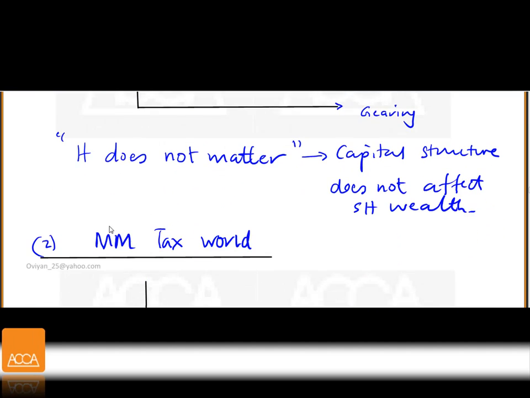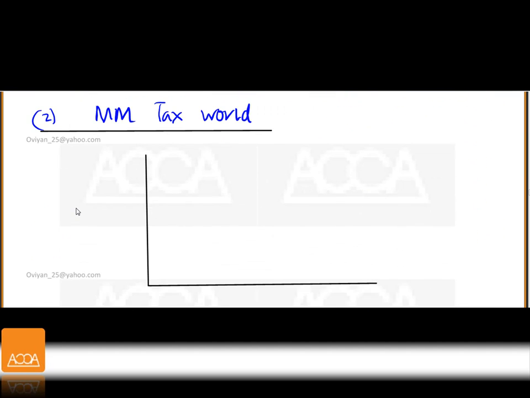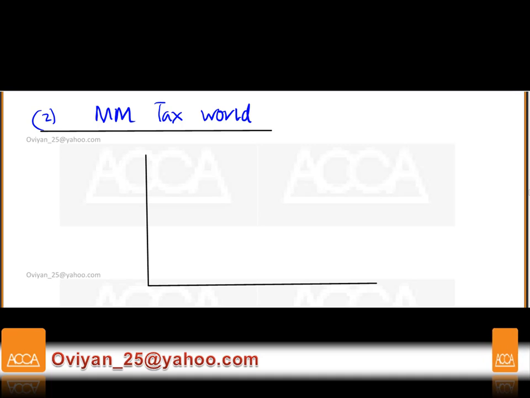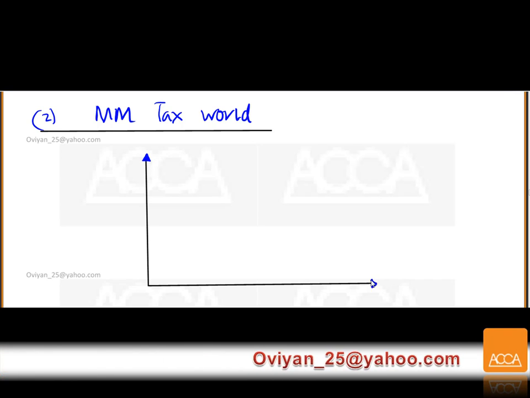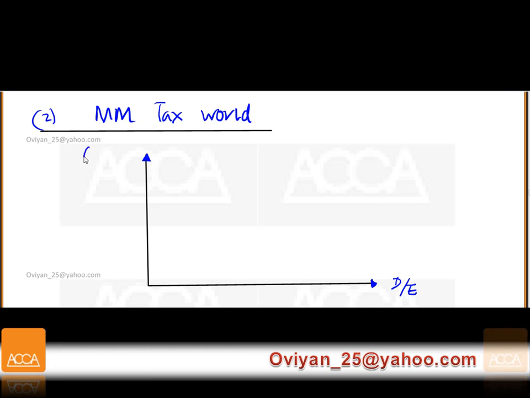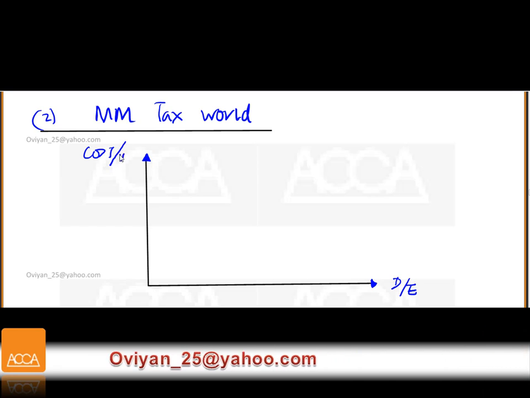So they came up with the second proposition a few years later. They came up with this proposition, the tax world proposition. And they have concluded, which if you go to P4, you can see this computation in P4, but you don't have to know in F9. You just have to know briefly, this is going to be your gearing, D to E or whatever proportion. This is going to be your cost as well as your value of your company.